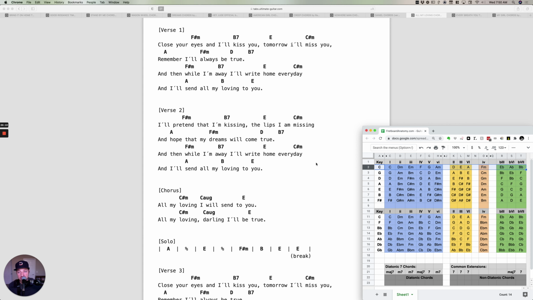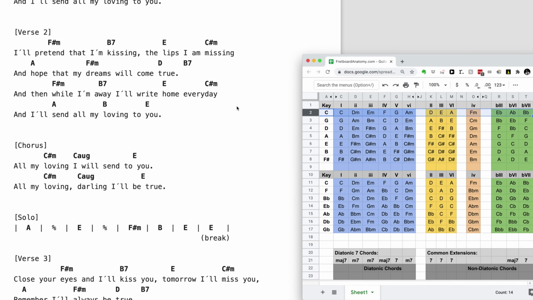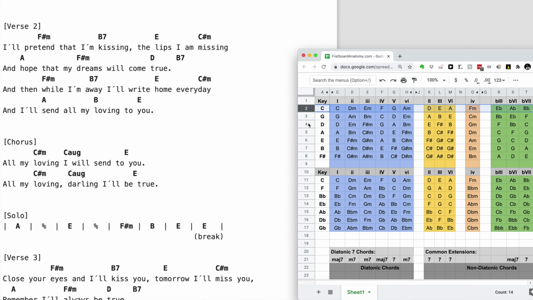pretty strong suggestion. So F sharp minor, right away I could say, well, is this in the key of D? It's got an F sharp minor. It's got a B7. Well, I guess it could be dominant 6. It's got an E. Wow, that'd have to be a major 2. A C sharp minor. Wow, I don't have that either. Okay, so let's just rule out the key of D.